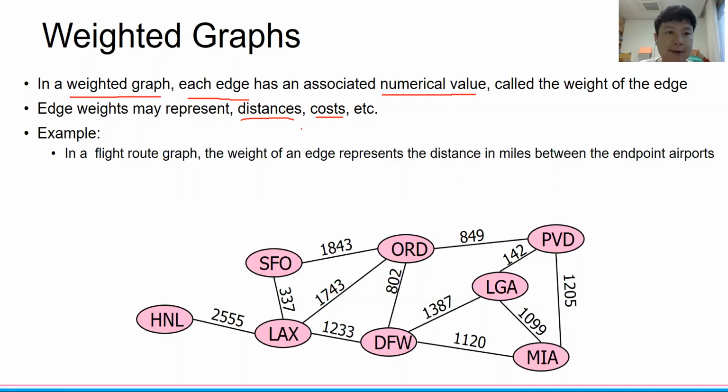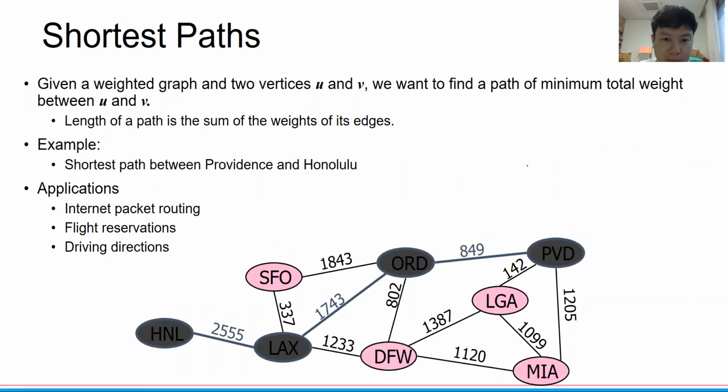Okay, and this is the example. It is about the flight route graph. We already have many examples about this one, from Honolulu to San Francisco to LA and so on. So this graph represents the weight. This is the distance in miles. And we can figure out the shortest path.